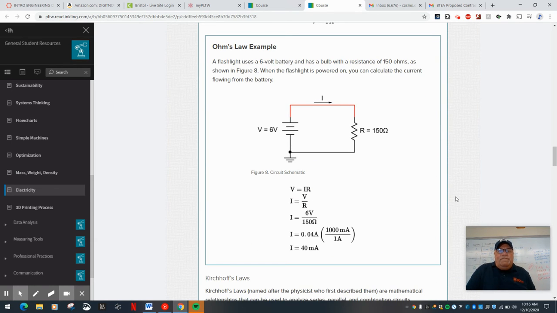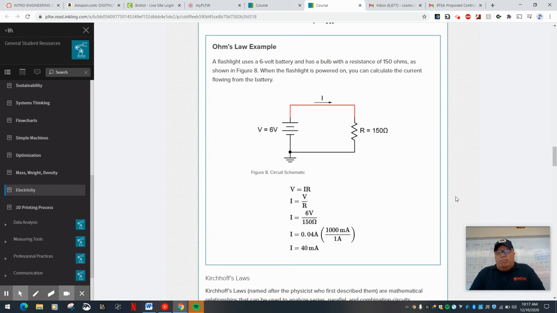So here we have a series circuit. A flashlight uses a 6-volt battery and has a bulb with a resistance of 150 ohms, as shown in figure 8. When the flashlight is powered on, you can calculate the current flowing from the battery. So our voltage is 6 volts and our resistance is 150 ohms.